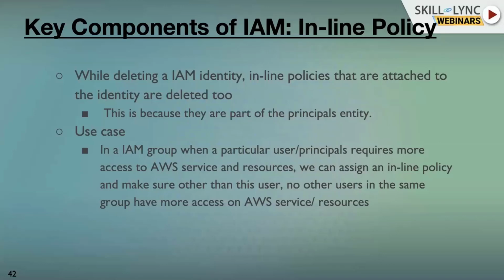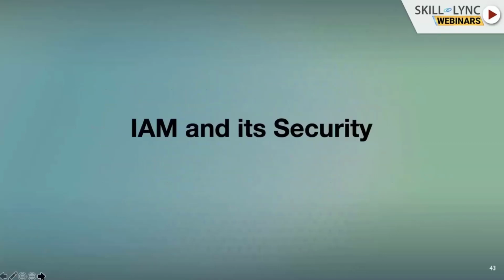So basically there is a common policy that is attached to the group. On top of it, one of the group members wants to access additional resources. So I can write a separate policy specific to that user and attach it. So only that user in the group can access it, and I'm not exposing that policy to any other members within the same group. So that is the biggest use case I've seen in my experience when it comes to inline policies.